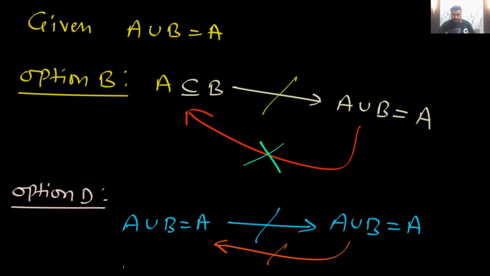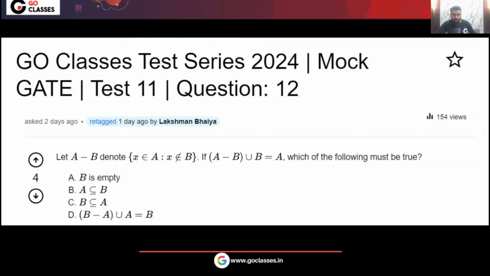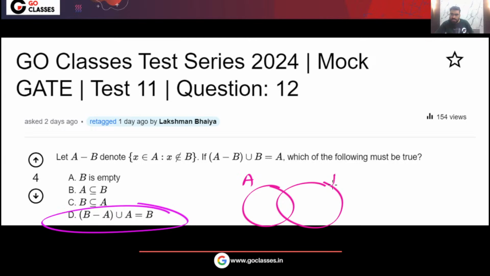Tejas is asking an option D doubt. Okay, let's focus on option D. What is option D saying? Option D is saying B minus A union A is equal to B. Let's create the Venn diagram. This is A. This is B. Tell me, what is B minus A area? This area is B minus A area.